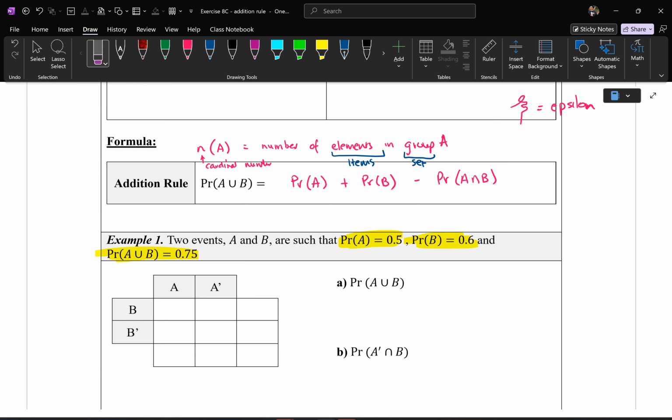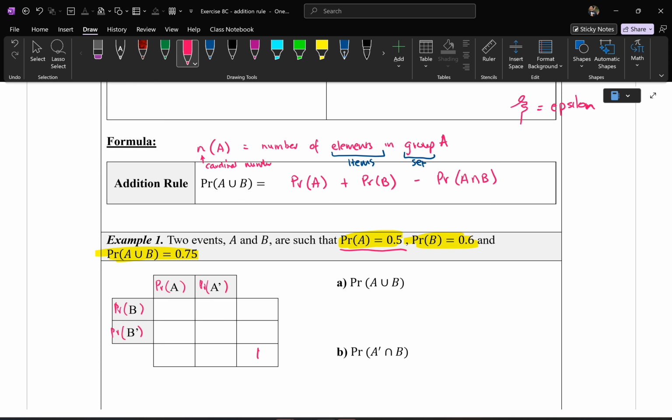We've got two events, A and B, or two sets, group A and group B. And we know that the probability of getting A is 0.5. So this table now won't represent numbers, it will represent probability. If it's going to represent probability, what's the total probability? What's the maximum probability you can get? 1, because 100% is 1. So that means this must be 1.